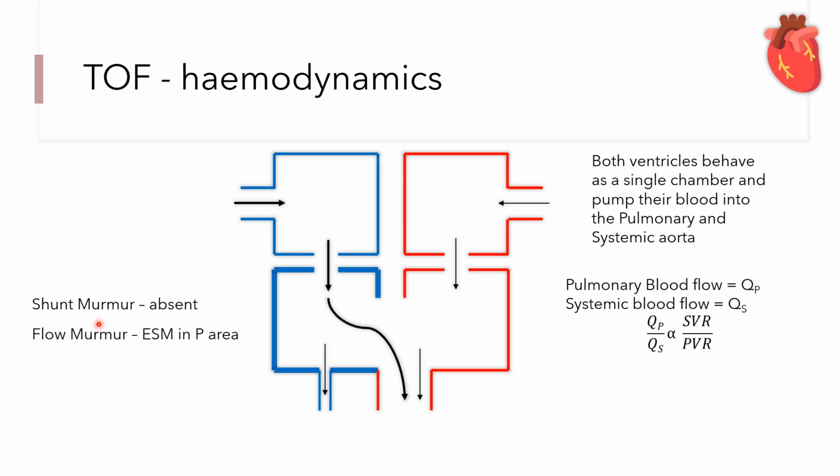Rather, the normal amount of blood flow through a narrowed pulmonary valve or a narrowed right ventricular outflow tract will cause a murmur. That will lead to a flow murmur that manifests as an ejection systolic murmur in the pulmonary area. So the only murmur present in a normal case of tetralogy of Fallot is an ejection systolic murmur that is due to the amount of blood flowing through a narrow right ventricular outflow tract.